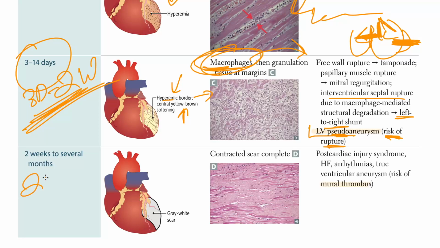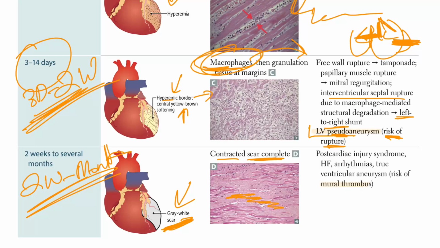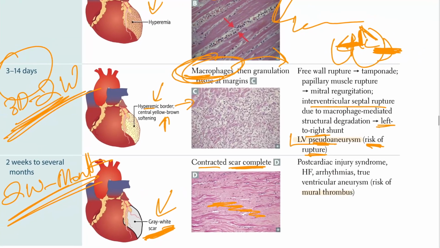Now you have 2 weeks to about months, right? And this is important now: gray-white scar, which is due to the contracted scar would complete in picture B, and you can see all of this is just scar. Let's just zoom in.